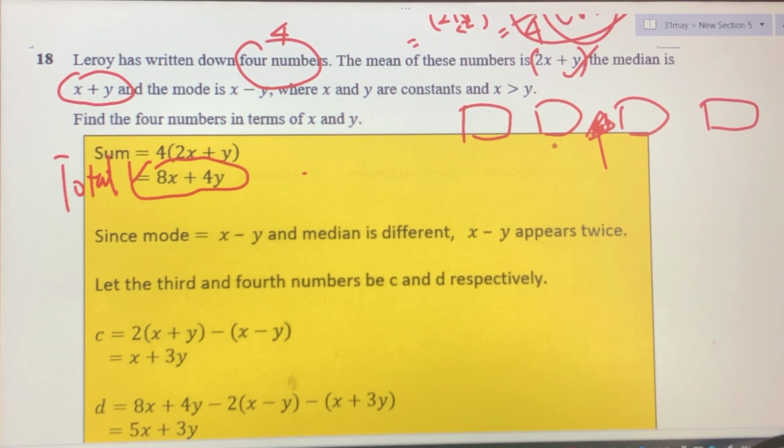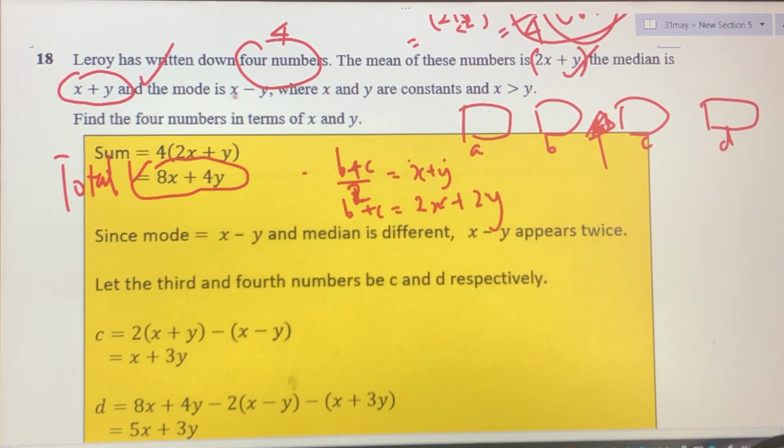Let me call this... what did we call this? So this is A, B, C, D, right? So B plus C divided by 2, the average of these two numbers, must be equal to this x plus y. So B plus C must be equal to 2 times x plus y. Remember, you must multiply by both. So B plus C, this plus this, must be 2 times x plus y. Clear? Now the mode, the mode is x minus y.